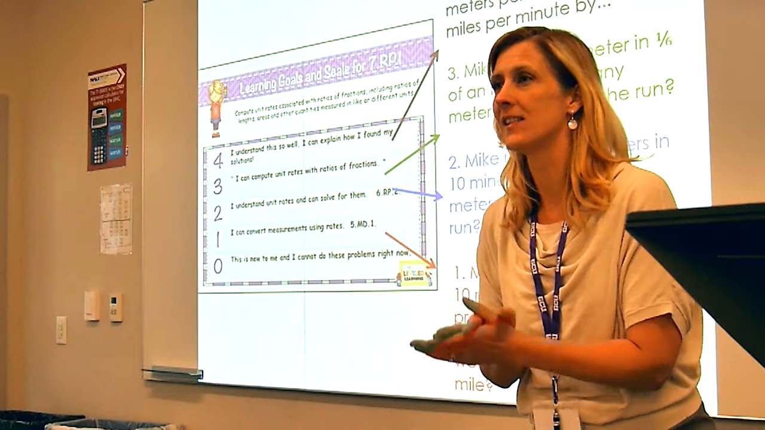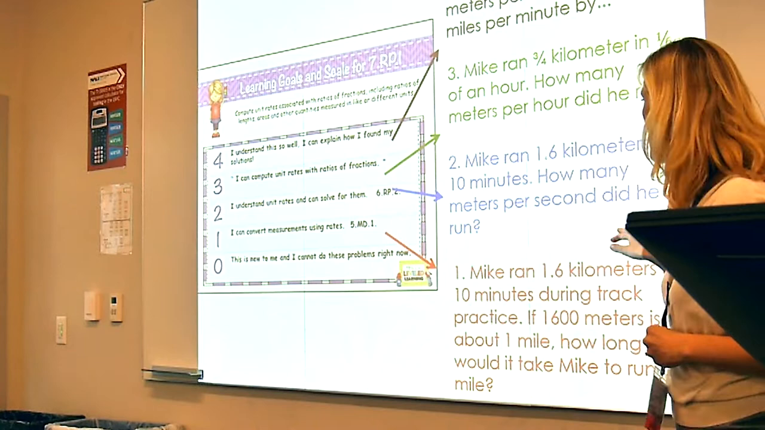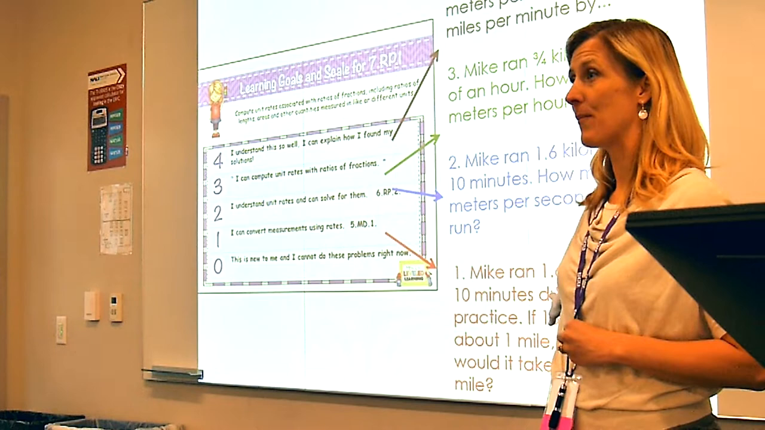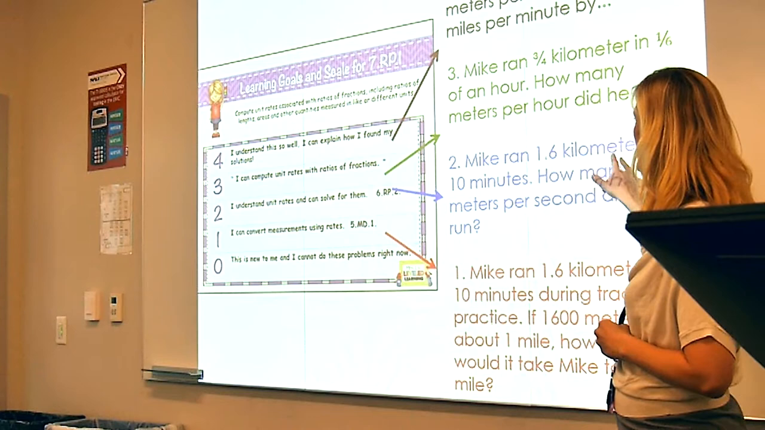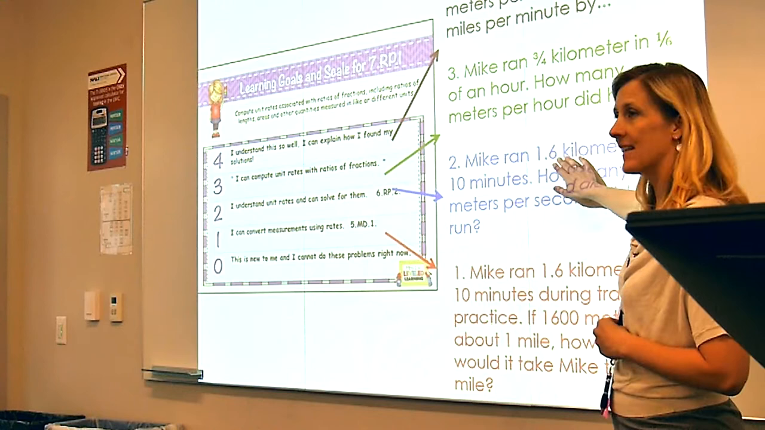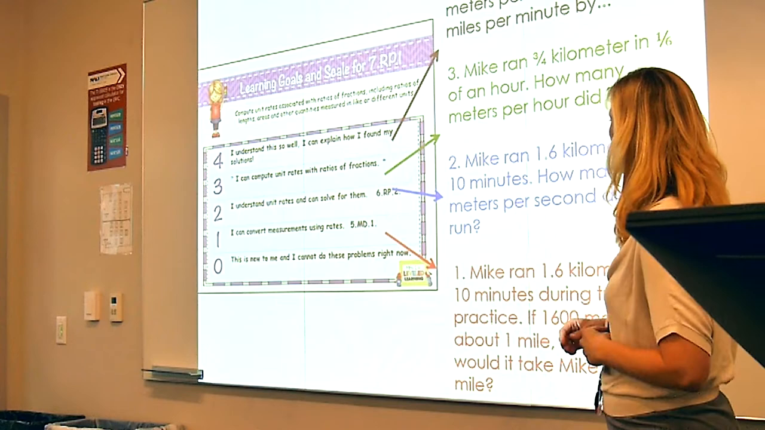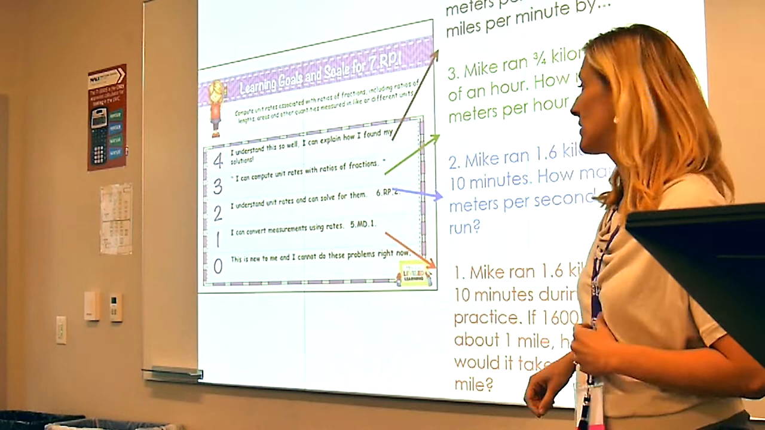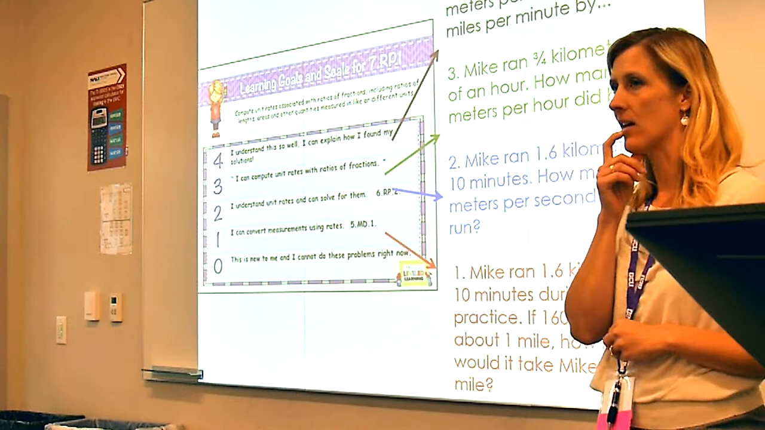How easy was that? Okay, now we're gonna step it up to the next level. In the next problem, you're gonna have more numbers to change. I made it really easy the first time. Let's see what happens now. At the second level, Mike ran 1.6 kilometers in 10 minutes. Okay, we just talked about that. We remembered that is the same thing as 1,600 meters and about a mile. Okay, we just reviewed that. How many meters per second did he run? Now we have to change one aspect. Maybe two. What do you think? What are we changing here?